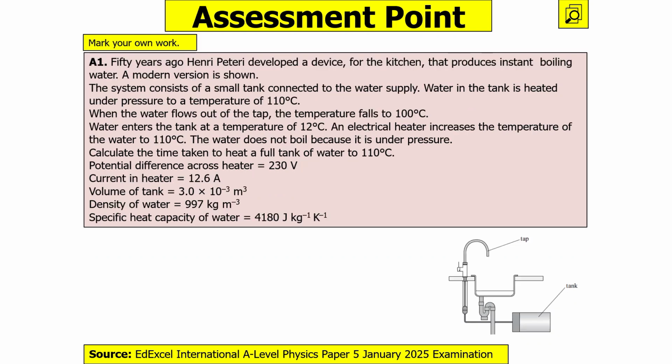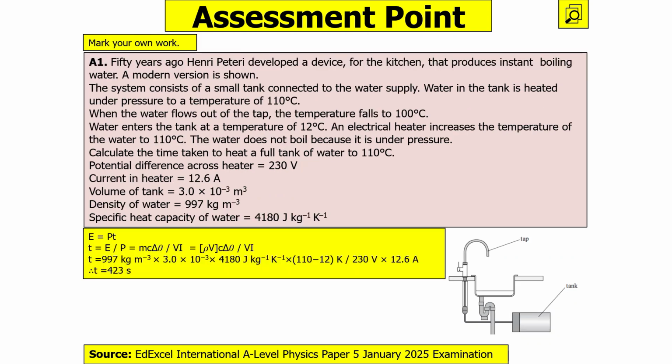Right, in our first one, what we can say is E is equal to P times T. So therefore T is equal to E over P, and we know E is equal to mcΔθ, and P is equal to VI. We know mass is equal to density times volume, because you're given the density and the volume in the question. So you can pop in all the values and work it through. Now remember, Δθ is the change in temperature. So you pop in all the values and we get 423 seconds.